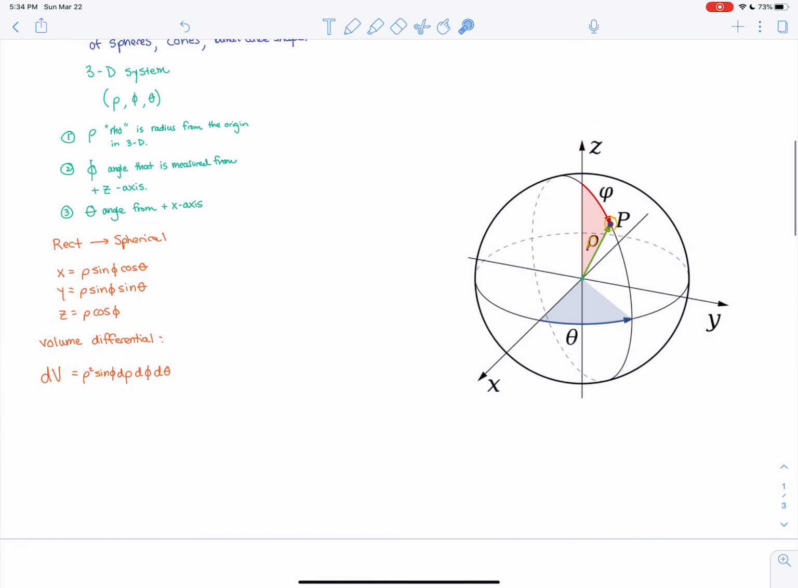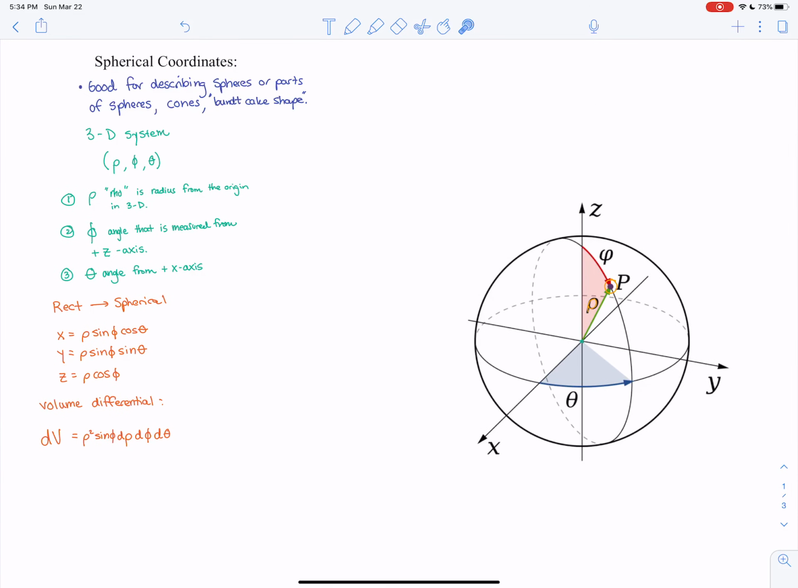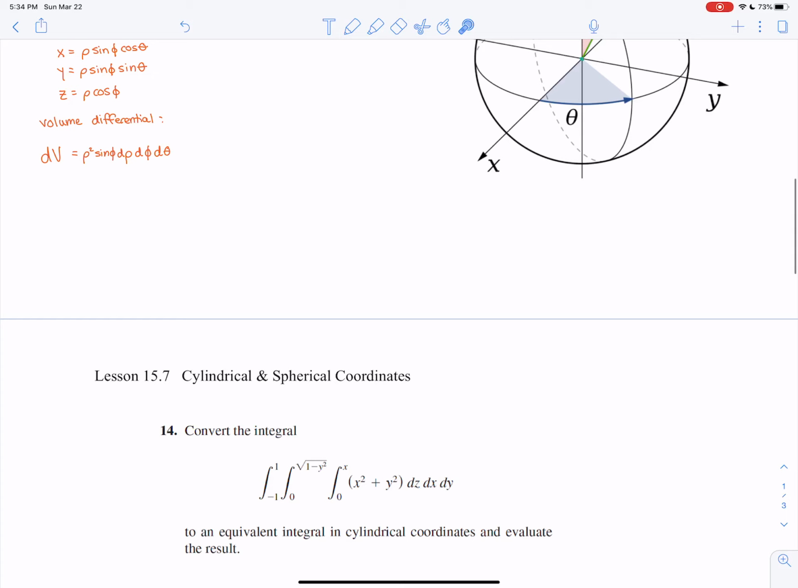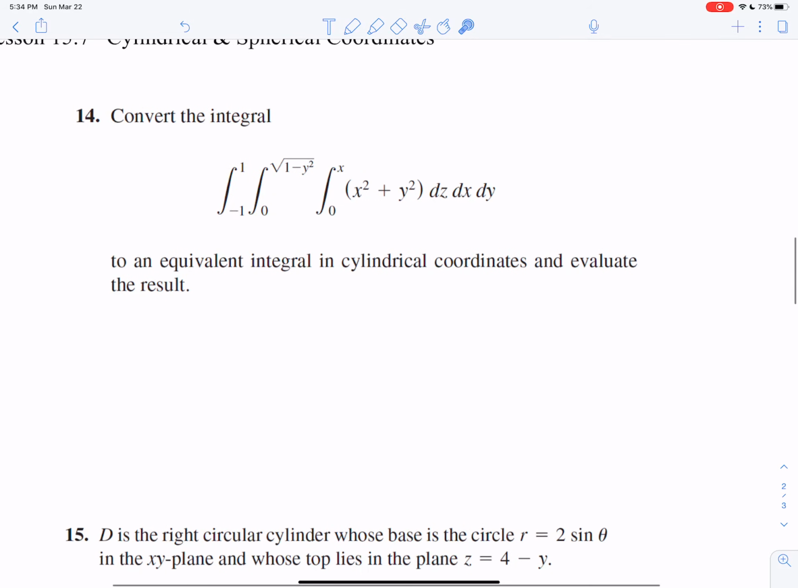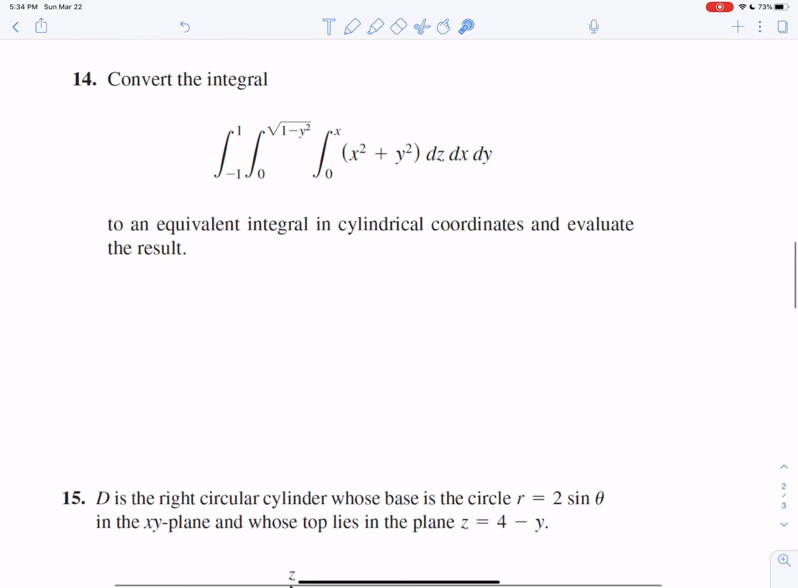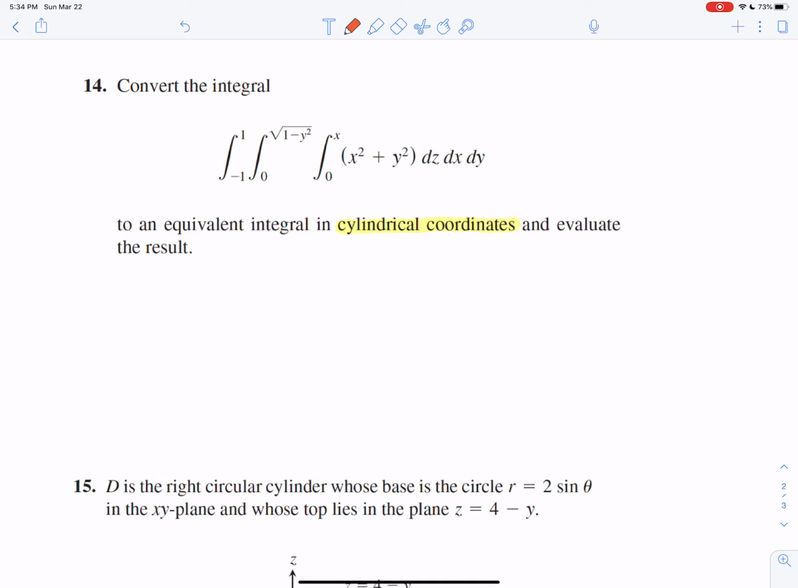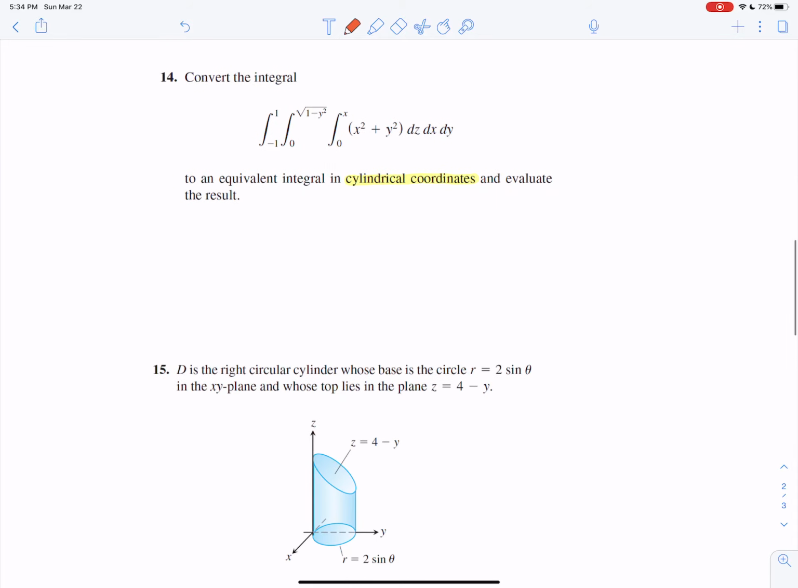Okay, cool. So let's look at a couple questions and problems that are going to further explore these two coordinate systems. Okay, number 14. So here is an integral. It looks like it's written in Cartesian coordinates, right? x squared, dx, dy, dz, right? So I know that this is in a rectangular coordinate system. So now we need to convert this into an equivalent integral in a cylindrical coordinate system and then evaluate the result.